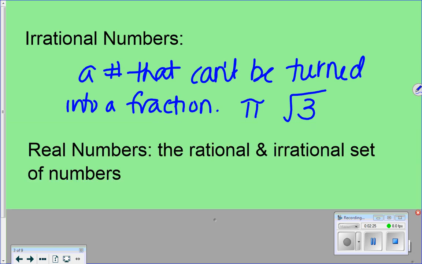Another vocabulary word for today is real number. A real number is anything on that chart, rational and irrational numbers. So anything on that piece of paper that you have is a real number.